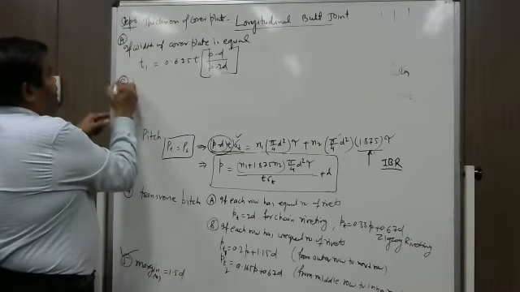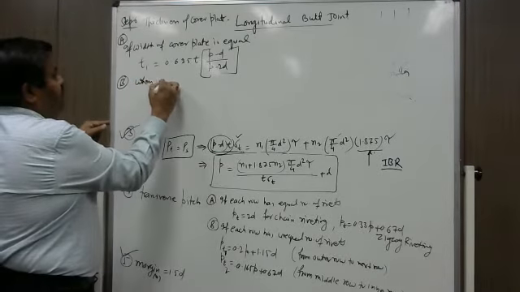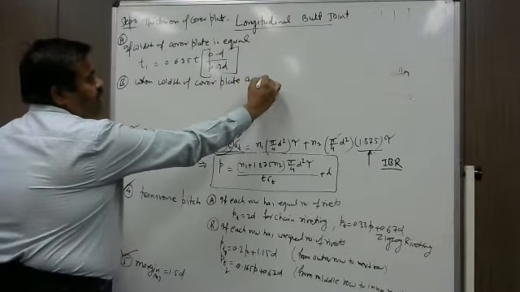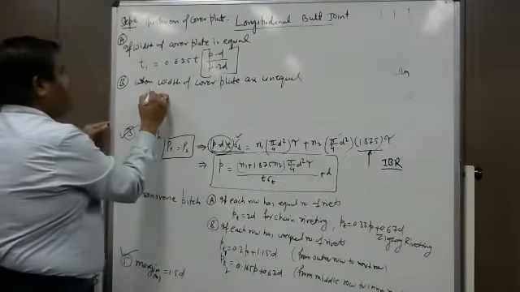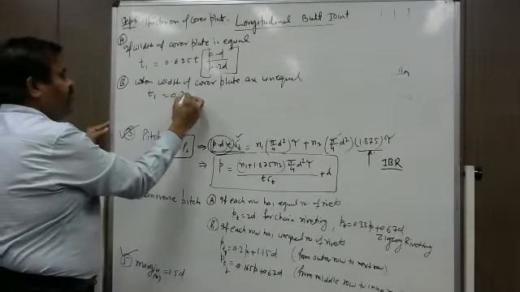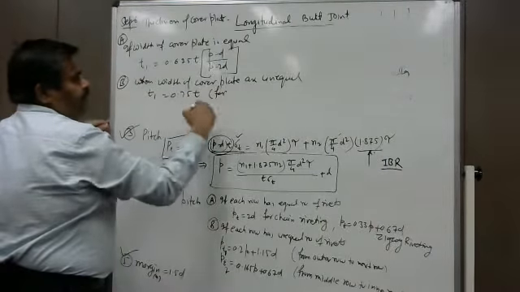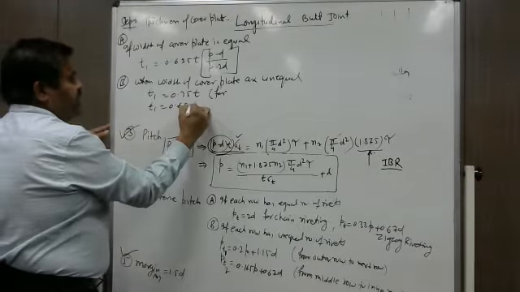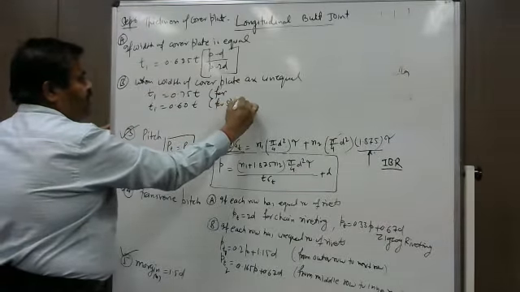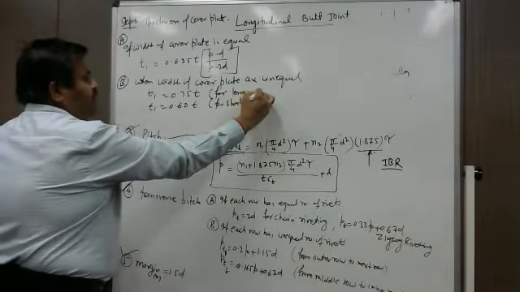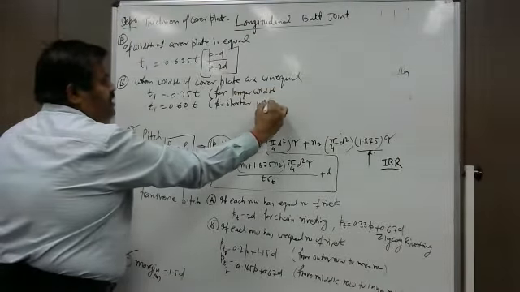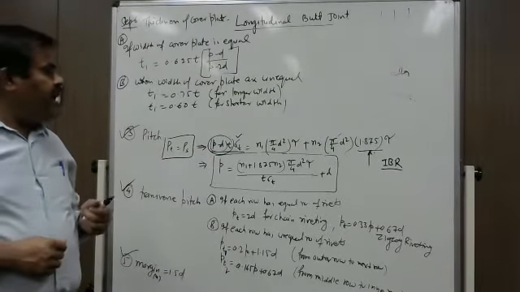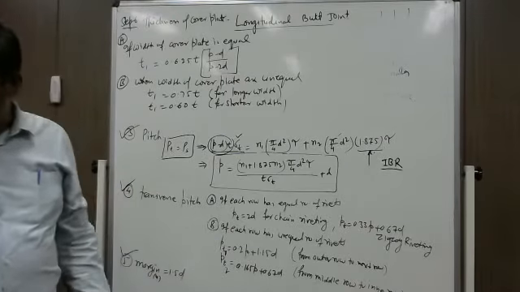In the second case, when the widths of the cover plates, both top and bottom, are unequal, then t1 is given by 0.75 t for the longer width cover plate and t1 equal to 0.60 t for the shorter width cover plate. So this is step number 6, and this completes the design of the longitudinal butt joint.